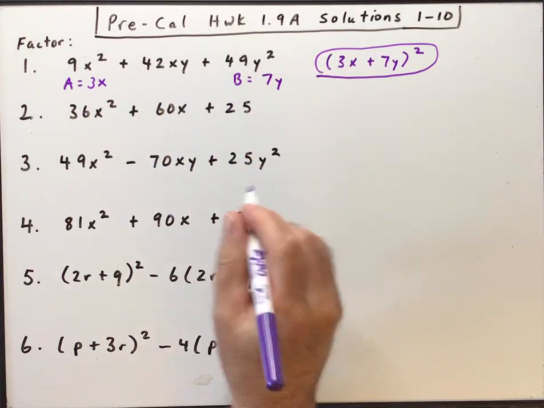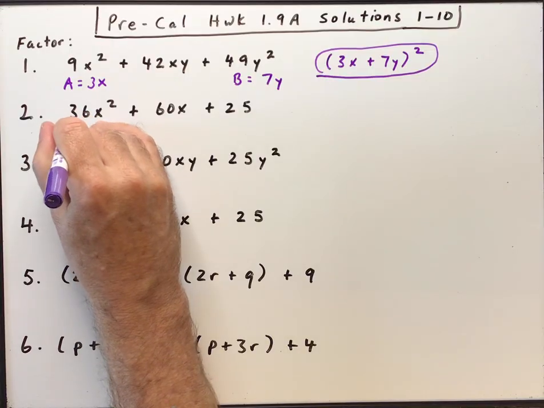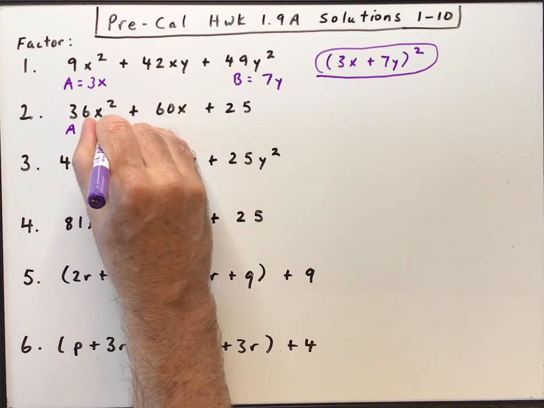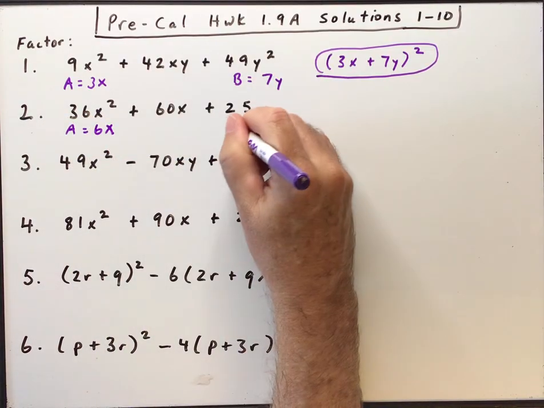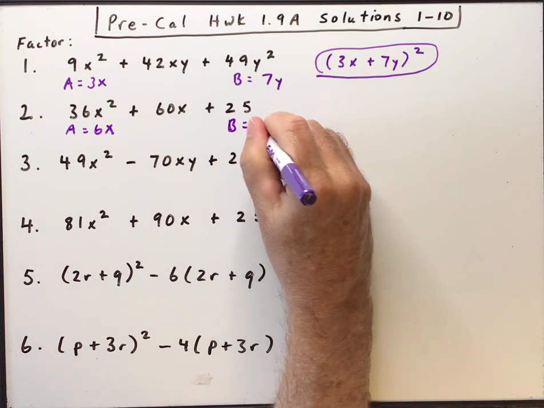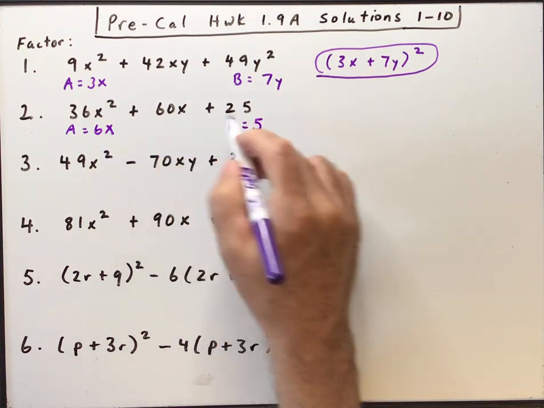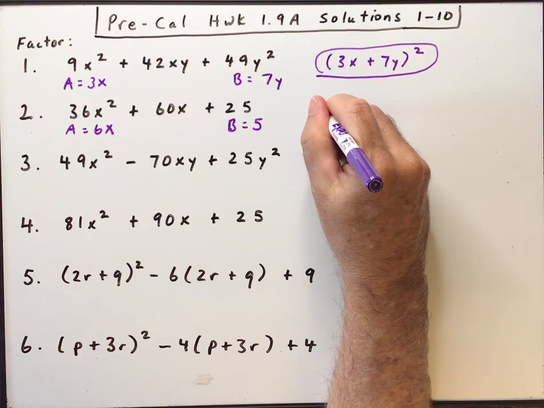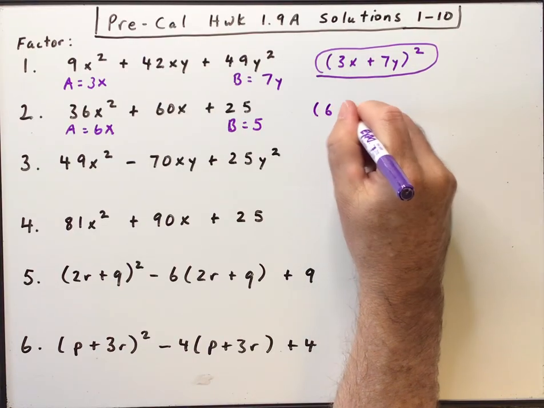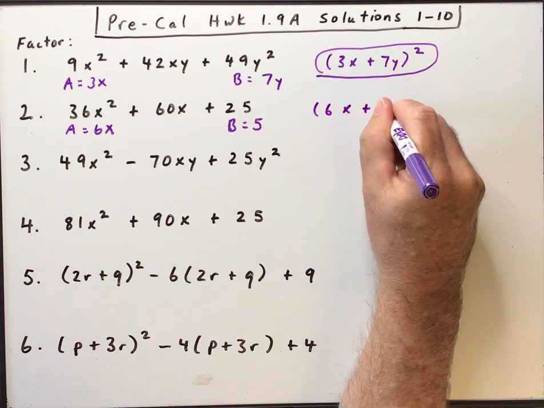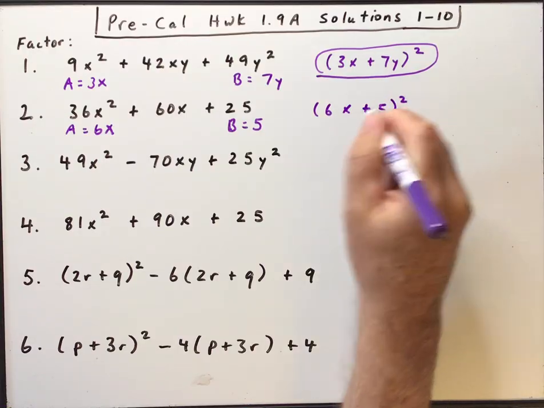All right, for number 2, a is 6x, and I do want you to show a and b. b equals 5. Everything is positive, so this is going to factor into 6x plus 5 all squared.